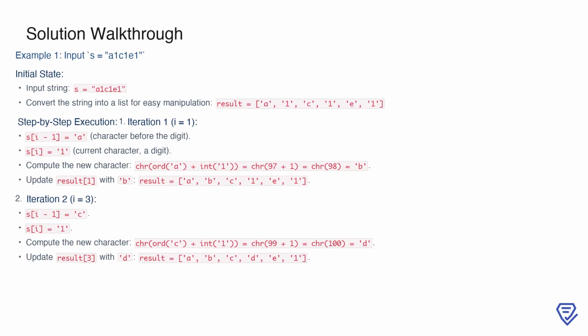Moving to the second iteration, with i equals 3, the character before the digit is s[i-1] equals c, and the digit is s[i] equals 1.